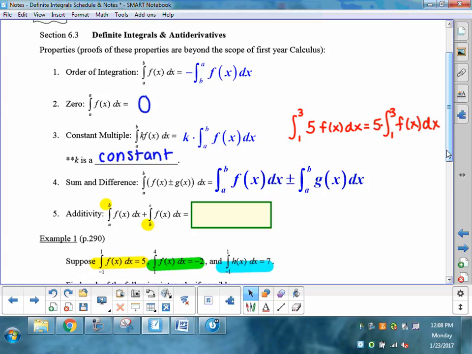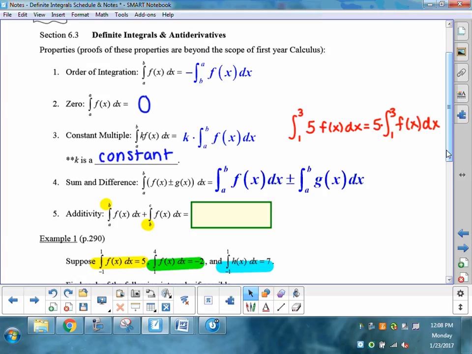Take a look at this here. If I take the integral from a to b of f of x plus the integral from b to c of f of x, what can we do to that? Who can tell me what they think that's going to be?